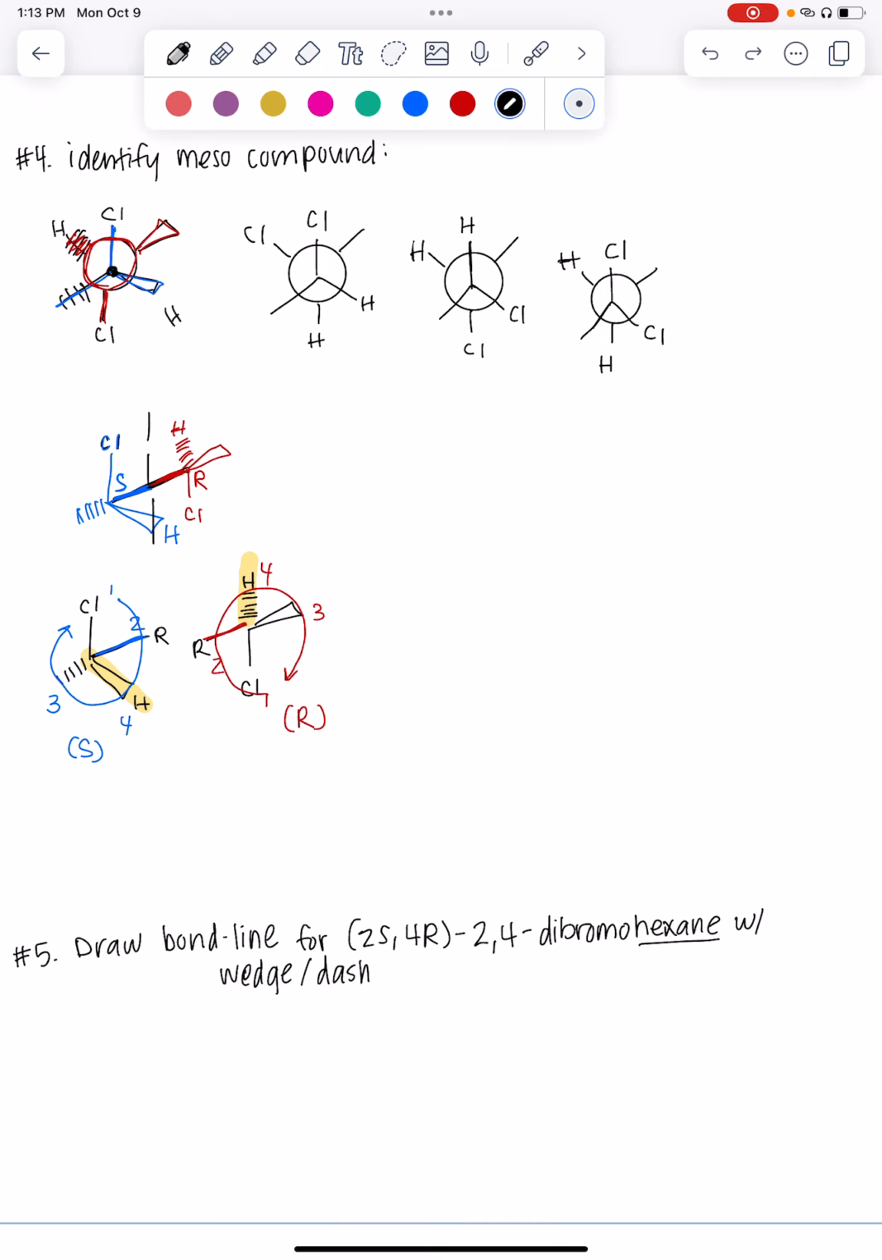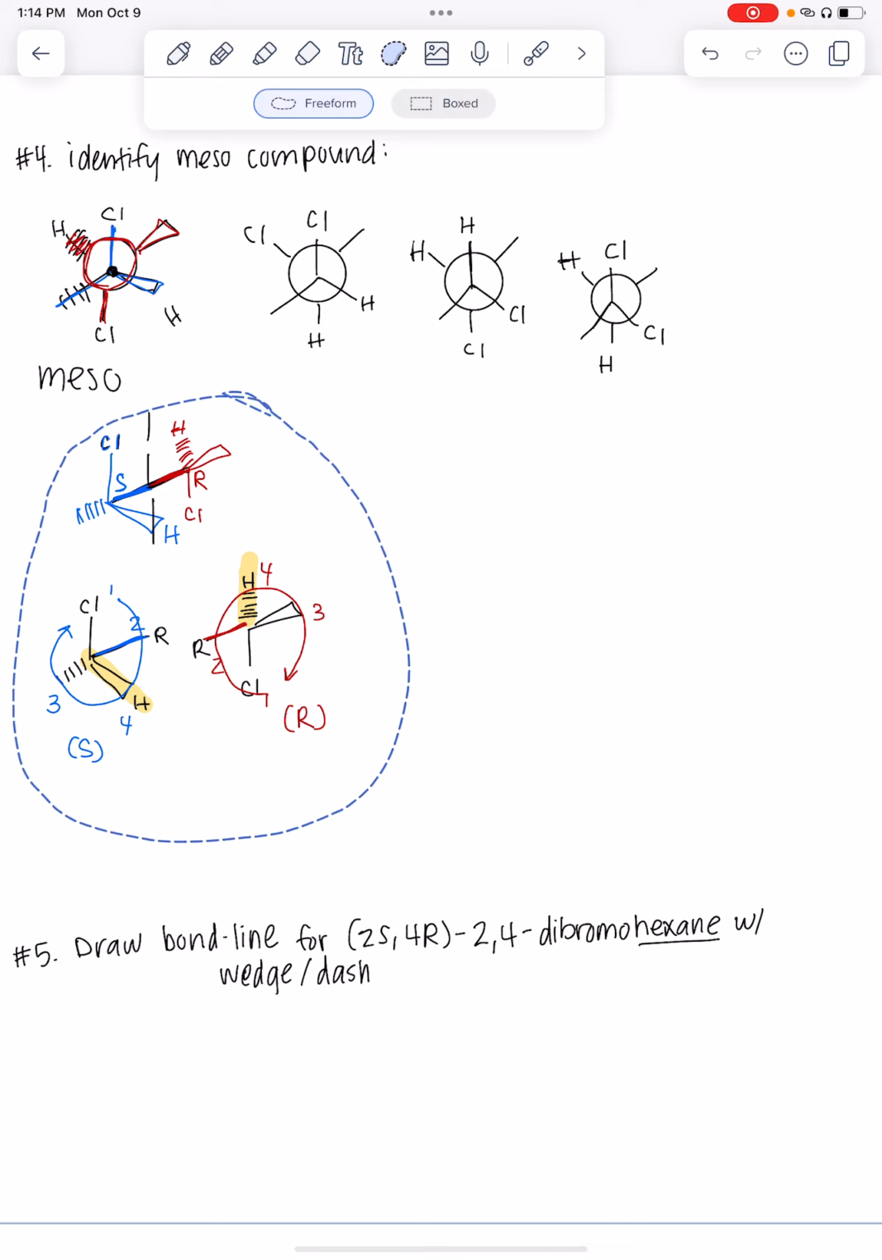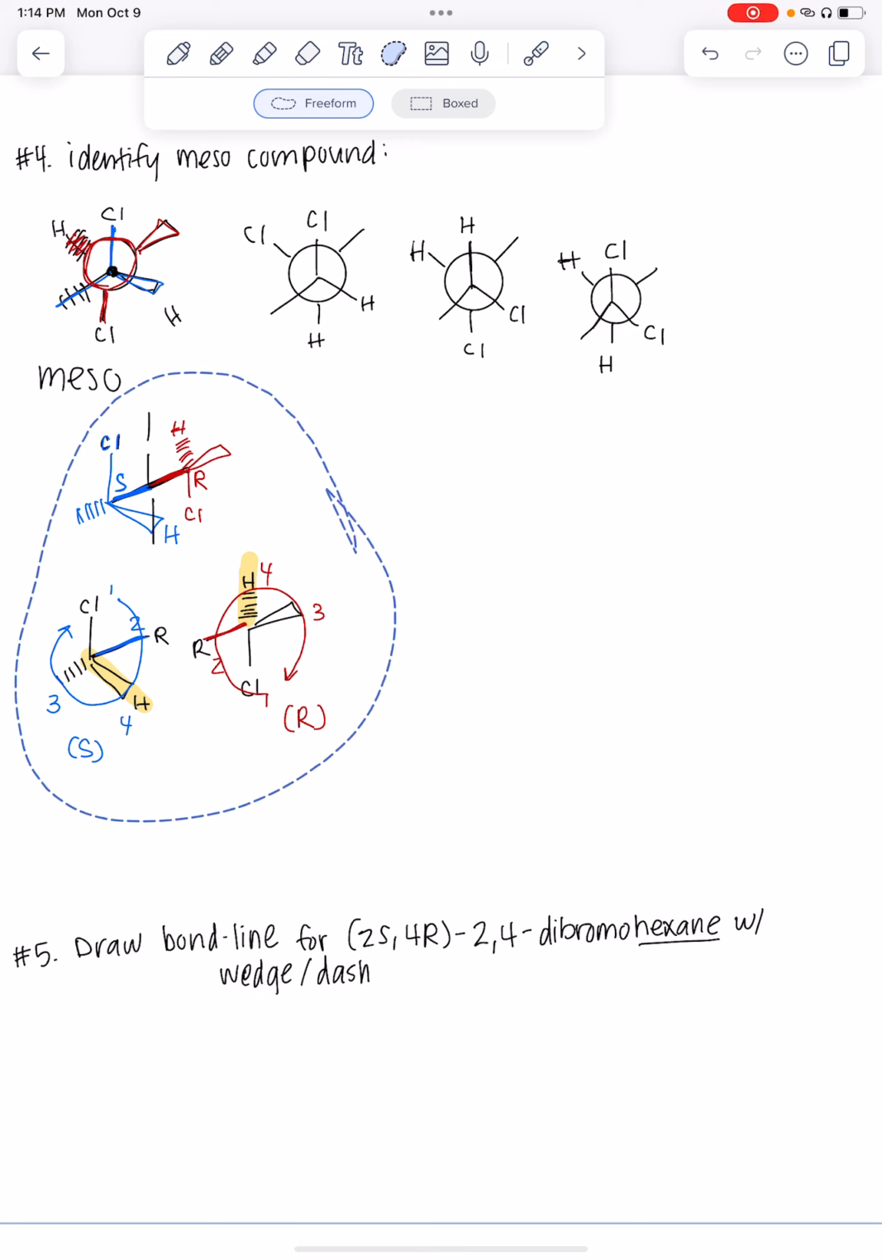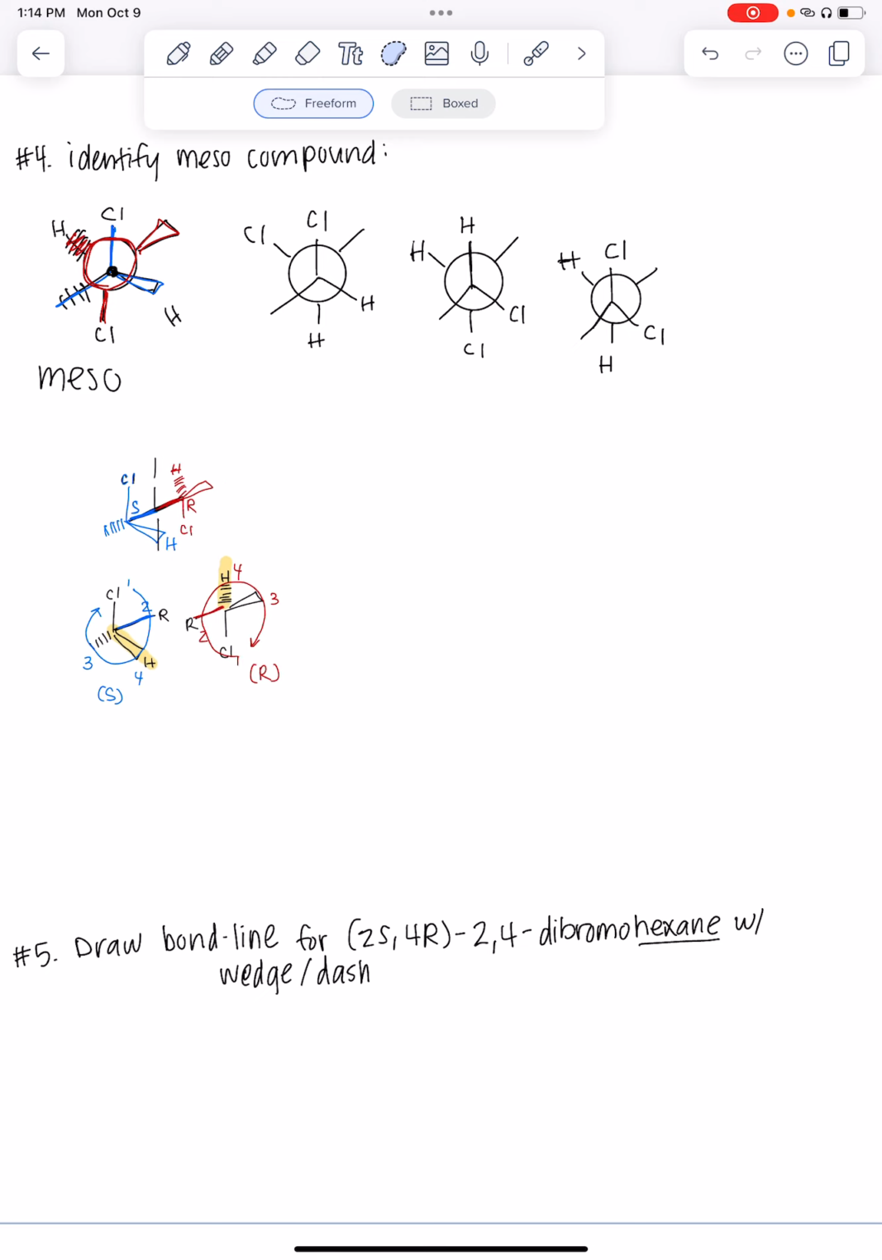So just knowing that, you can say that this one looks meso. But let's look at the other ones just in case. And I'm just going to move these over a little bit. Oops. Well, never mind. It's not going to let me. Here we go.